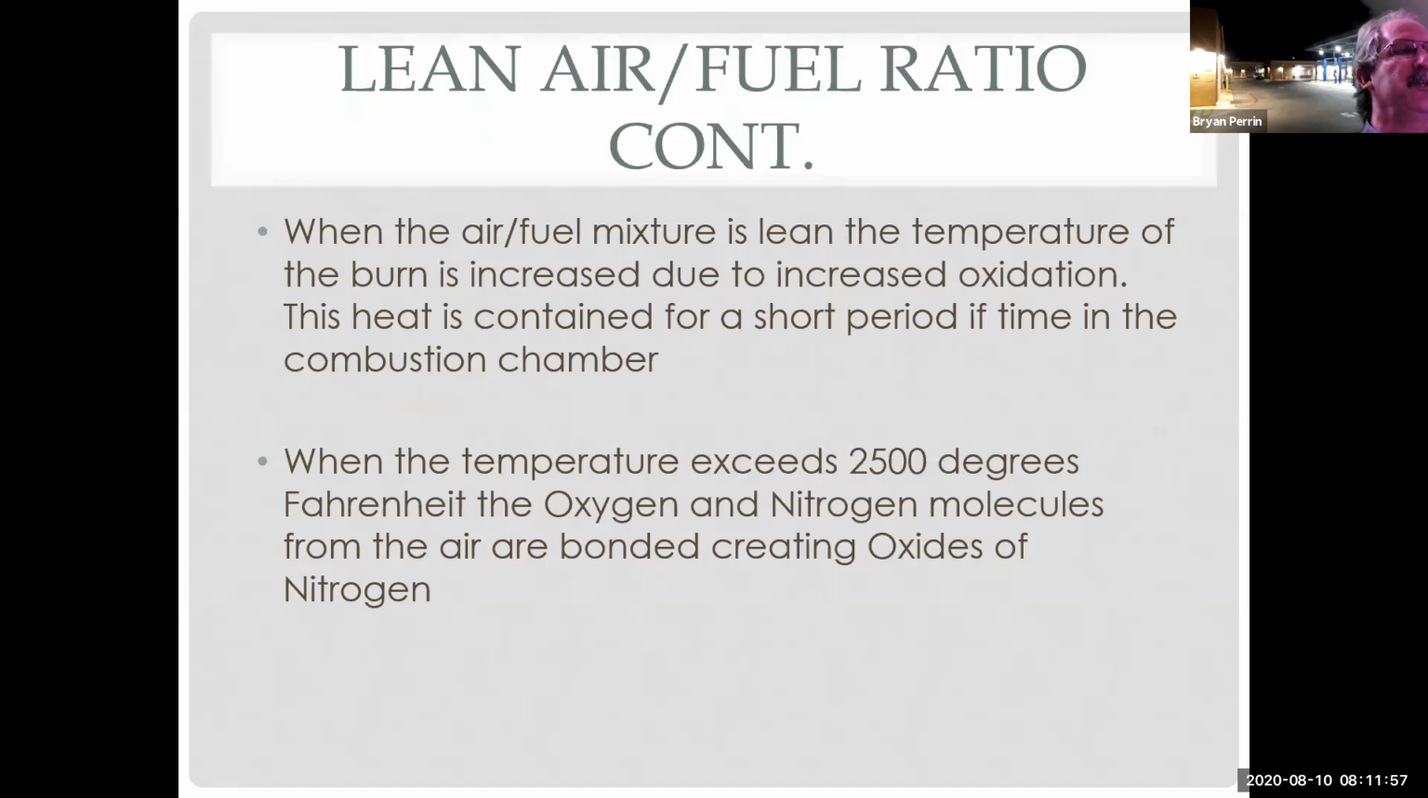When the air-fuel mixture is lean, the temperature of the burn is increased due to increased oxidation. The heat is contained for a short period of time in the combustion chamber. When the temperature exceeds 2,500 degrees Fahrenheit, the oxygen and nitrogen molecules from the air are bonded, creating oxides of nitrogen. So that 2,500 degree Fahrenheit has always kind of been a critical number.